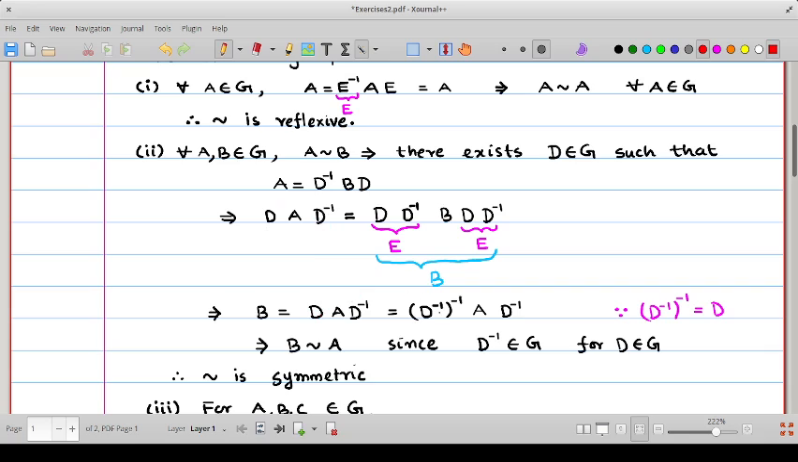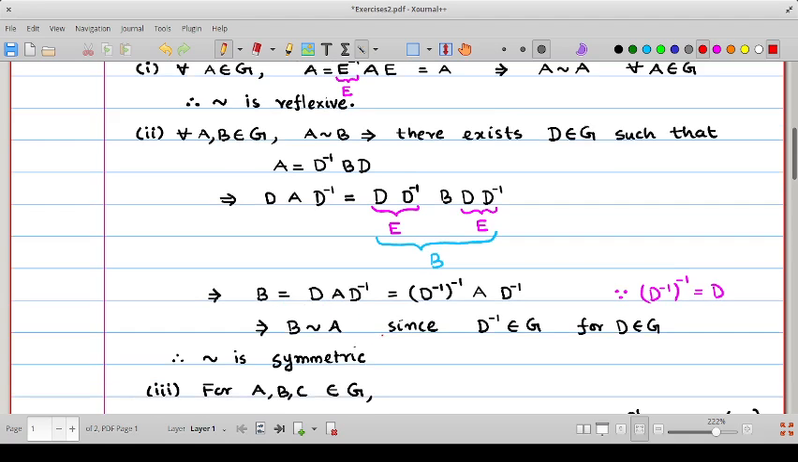Now D is D inverse inverse. So I can write B as D inverse inverse A times D inverse, which is the same form as this with D replaced by D inverse. Now D inverse is also an element of the group. So there exists an element D inverse in the group such that B is equal to D inverse inverse A D inverse. So that means B is conjugate to A as well. So the conjugacy relation is symmetric.